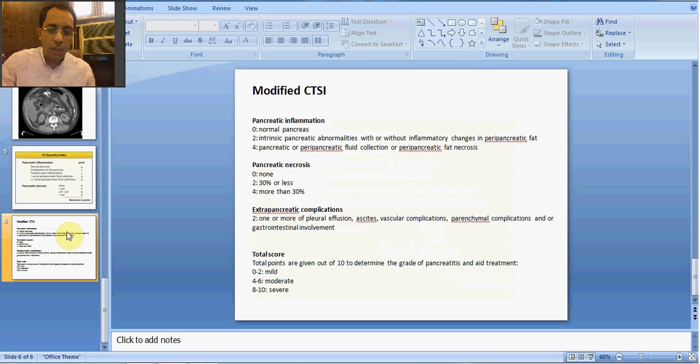And we have added a score for extrapancreatic complications, which include pleural effusion, ascites, vascular complications, parenchymal complications, and GI involvement. Based on that score, you now grade the pancreatitis into mild, moderate and severe, with 8 to 10 being the severe grading. So it is very important to understand that this is what is followed nowadays, that is the modified CT severity index.